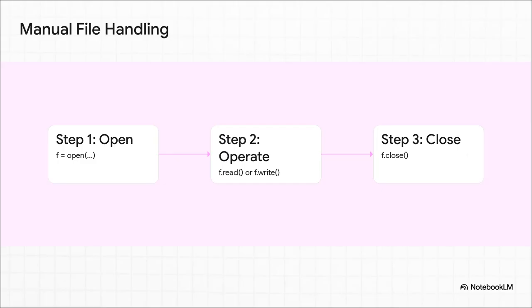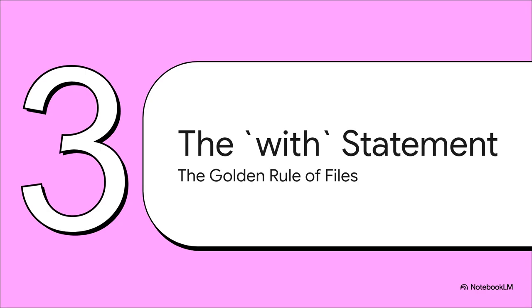Now, the old school way of doing this was a three-step process. You'd open the file, you'd do your reading or writing, and then, this is the risky part, you had to explicitly remember to call .close. It worked, but you know, what happens if an error pops up before you get to that f.close line? Forgetting to close a file can lead to some real problems, like corrupted data or your program just holding on to system resources it doesn't need anymore.